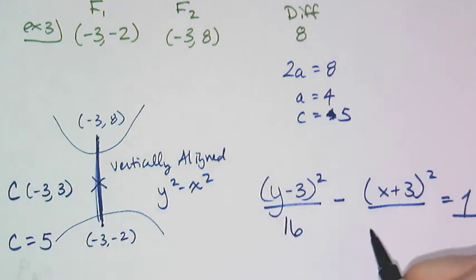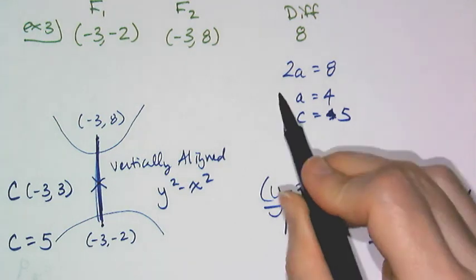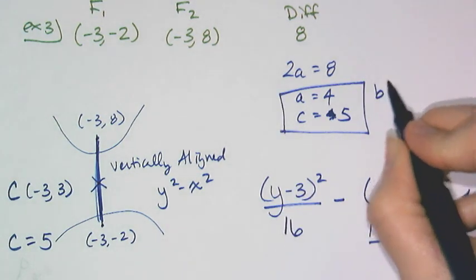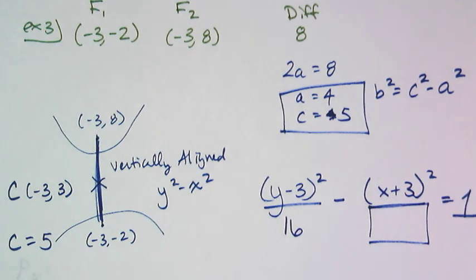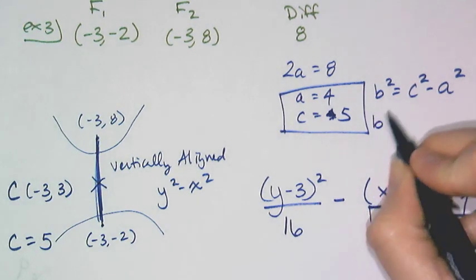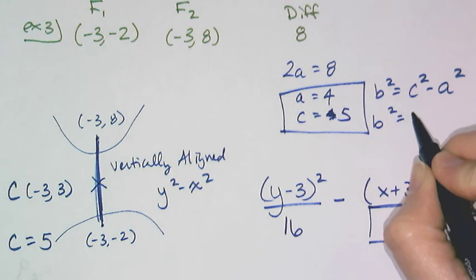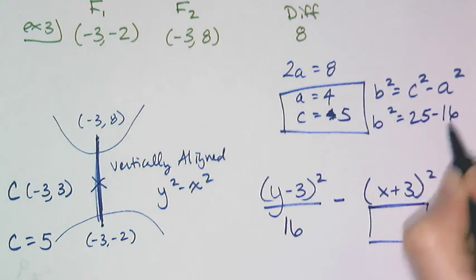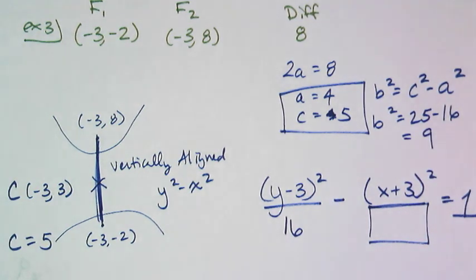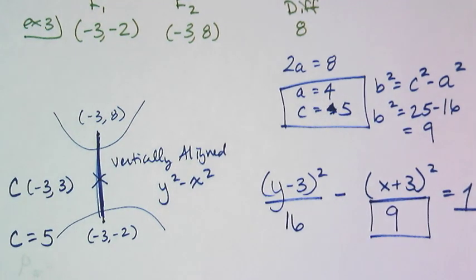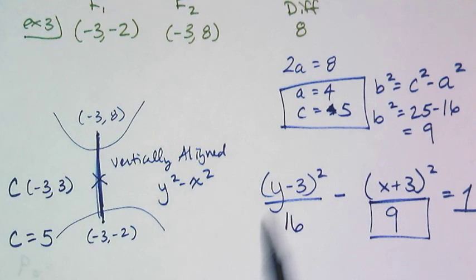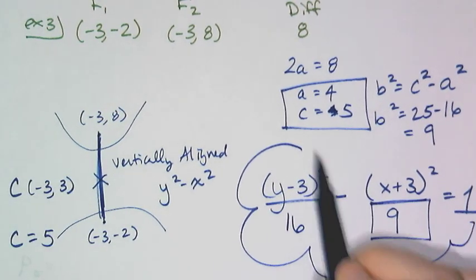And so now all I have left to do is to find the b value. And I find the b value by remembering that b squared equals c squared minus a squared. And so b squared is equal to 25 minus 16, which is 9. And so therefore, underneath the x plus 3 term, I have my 9. And so this is my equation for my hyperbola.